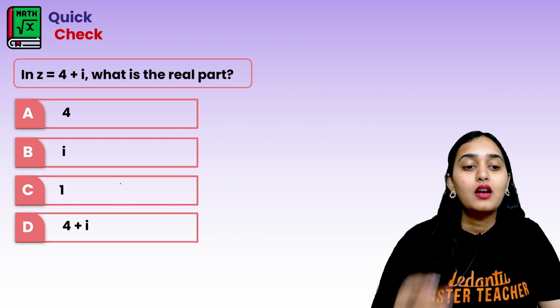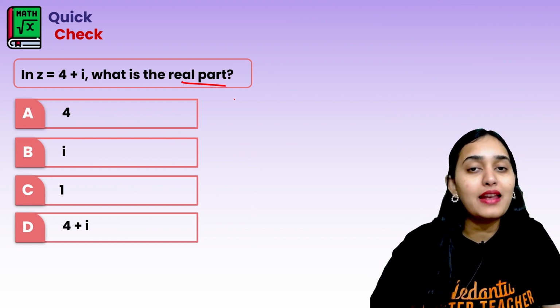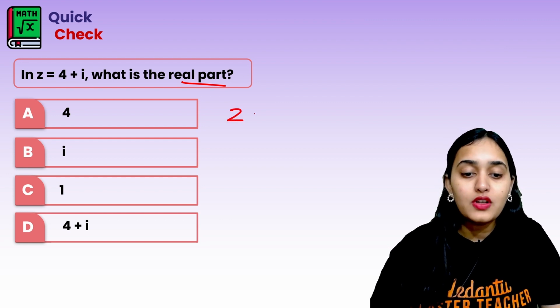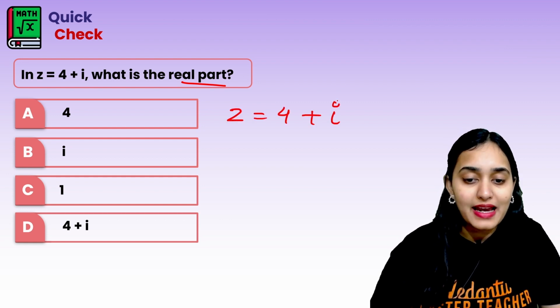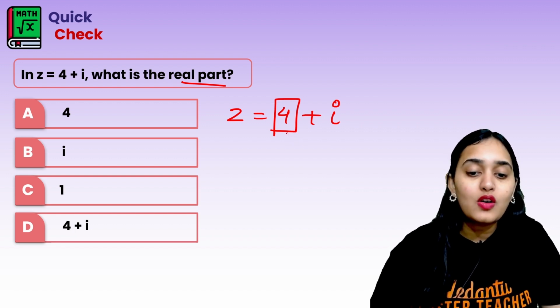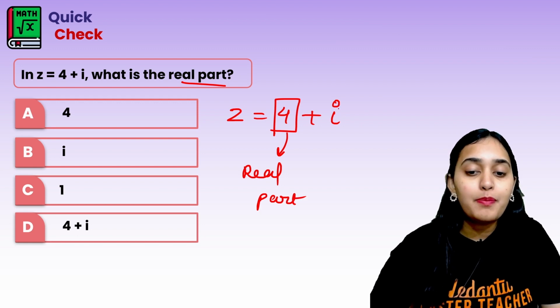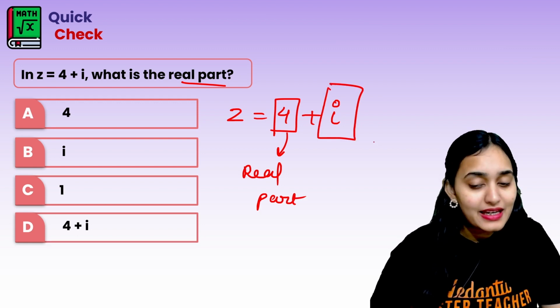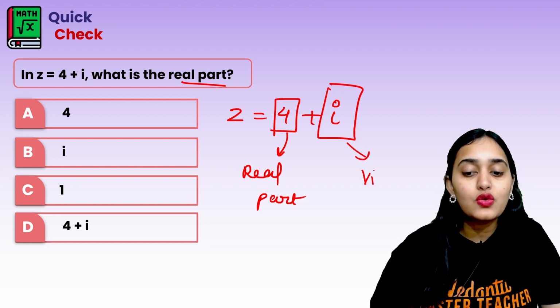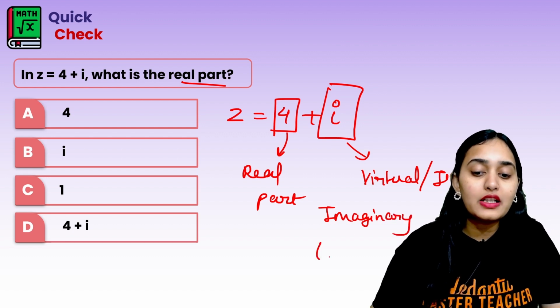Okay. Now, every complex number has a real part and an imaginary part. So suppose your complex number is 4 plus i. The part which does not have i is called the real part. And the part which is with i is called the imaginary part. Imaginary part, we also call it the complex part.